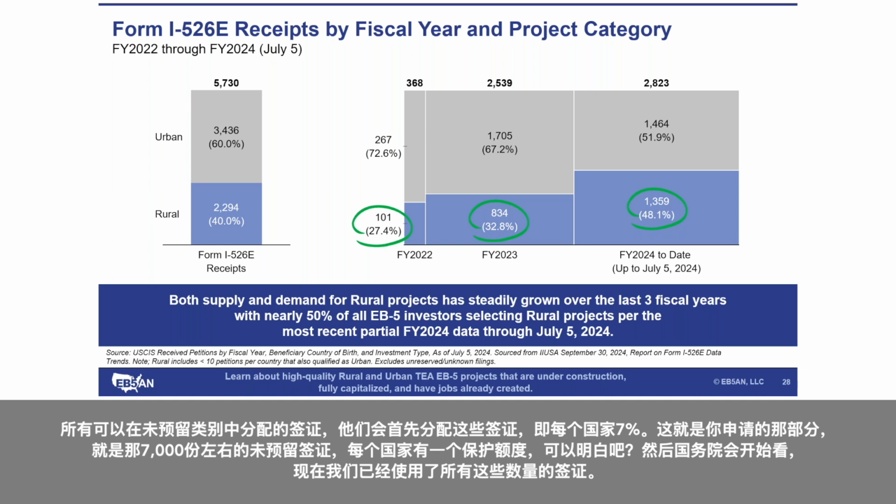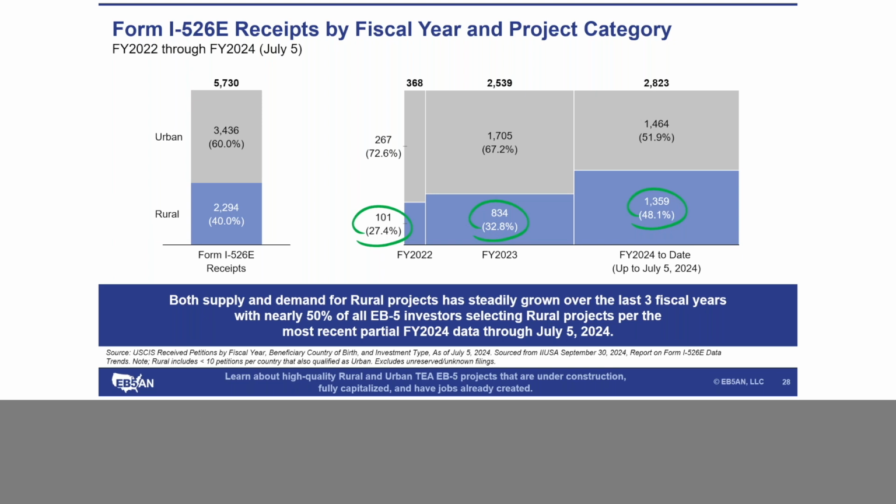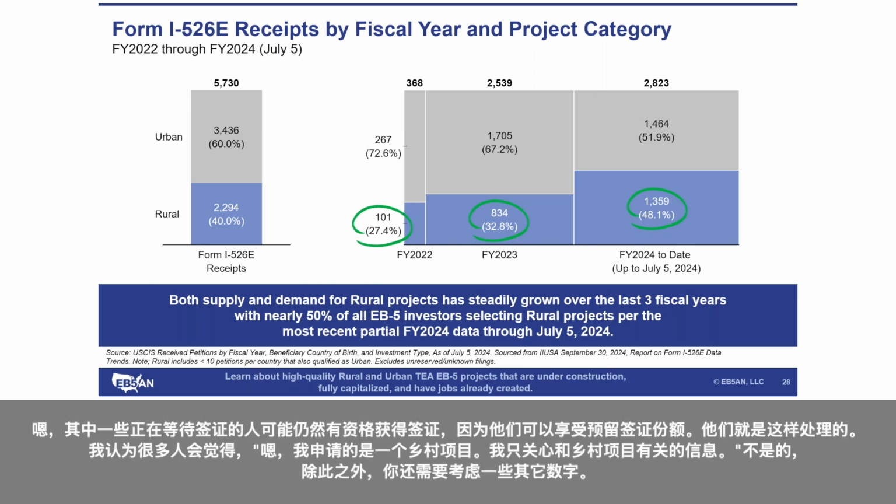All the visas that can be allocated in the unreserved category, they're going to allocate those first. And that's 7% per country. That's what you're applying it to, those 7,000 or so visas in the unreserved category. So the country protections. Okay. Then the Department of State starts looking at, okay, we've filled up all those numbers. Well, some of these people who are pending might still be eligible for a visa because they're protected by the set-asides, right? The reserved visas. So that's kind of the way it works.